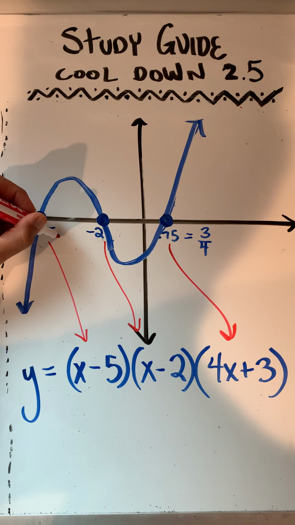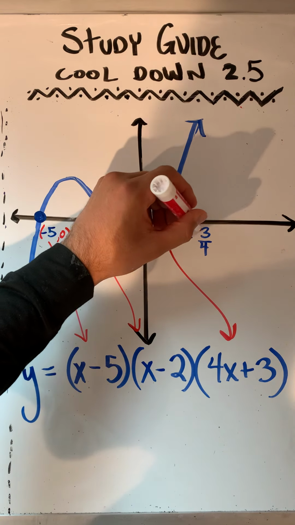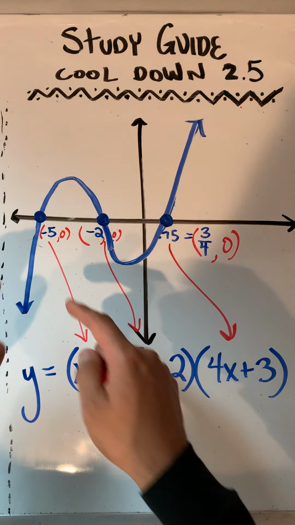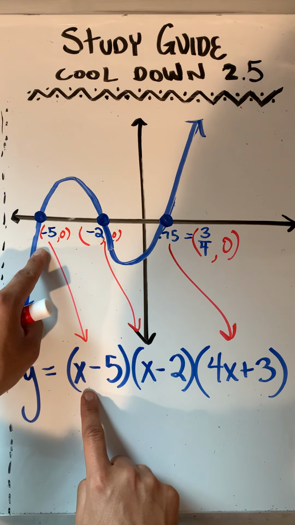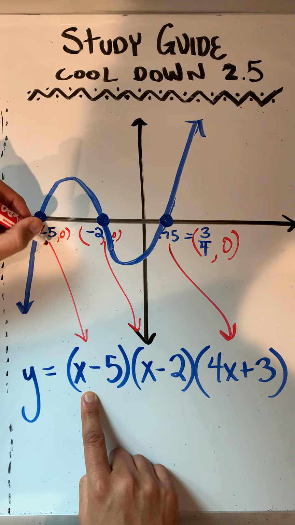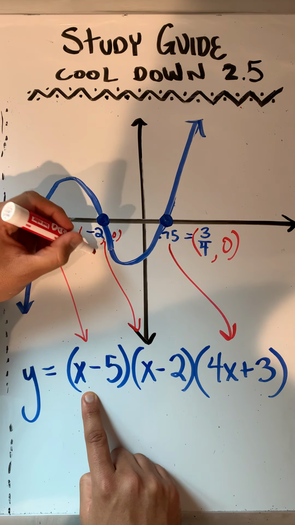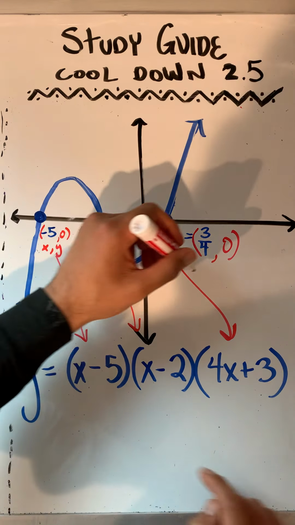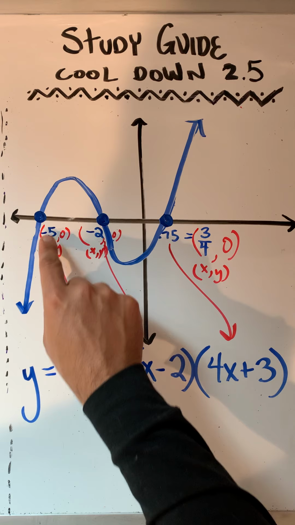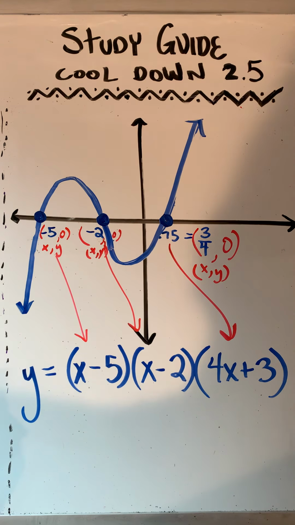coordinate pair, -5, 0, -2, 0, and 3, 0, are the locations of these x-intercepts. And if I input this x value in here, it should give me a y value of 0. Because if you recall, coordinate pairs are always in the form x, y. So if I put this x into this factor, then I need to get y equals 0. And we're going to see right now that's not the case.